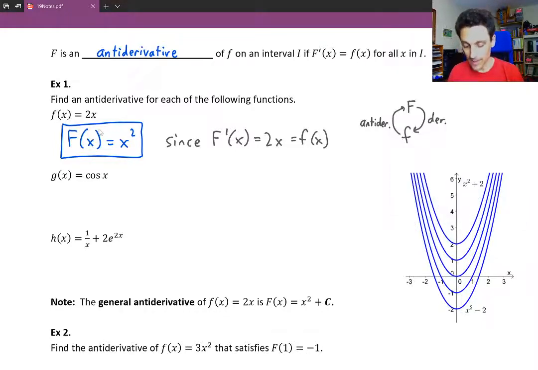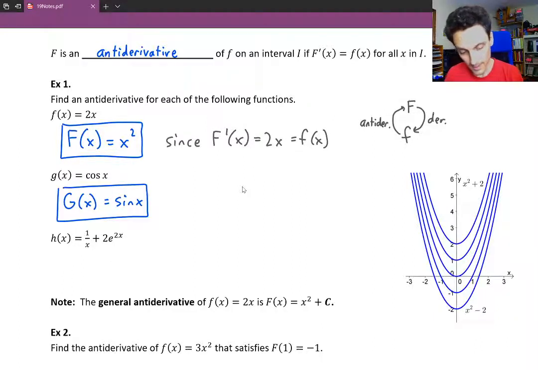What would be the antiderivative of g of x equals cosine x? We'll call that big G of x. If you said sine of x, that would be correct, or sine x. And that's because if we turn back around and we take the derivative, we'll get cosine x.